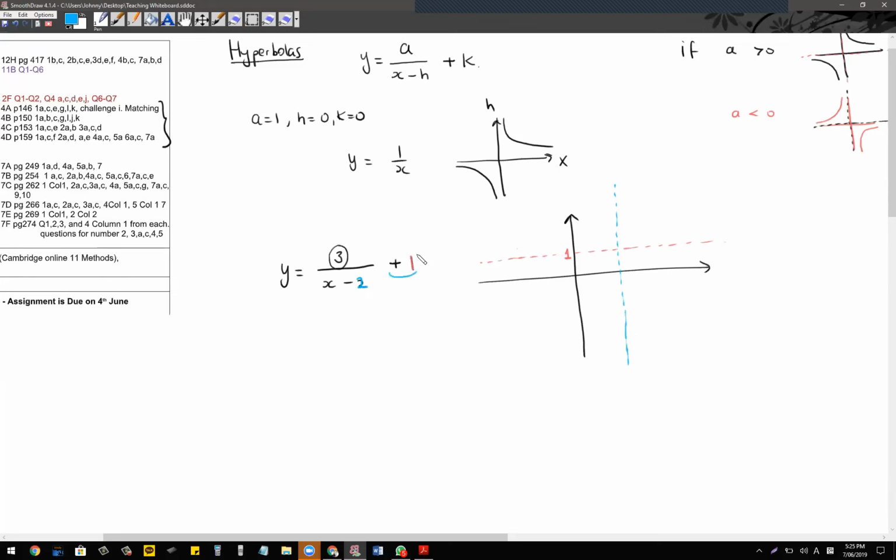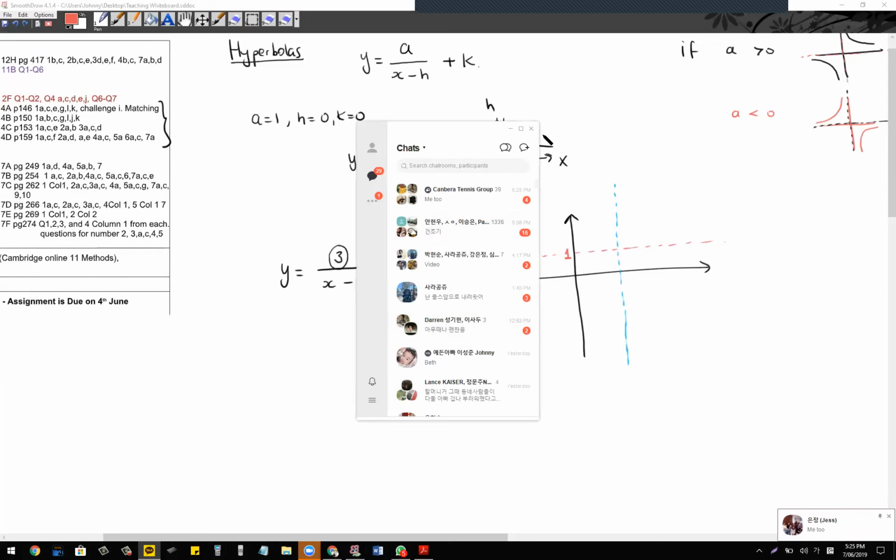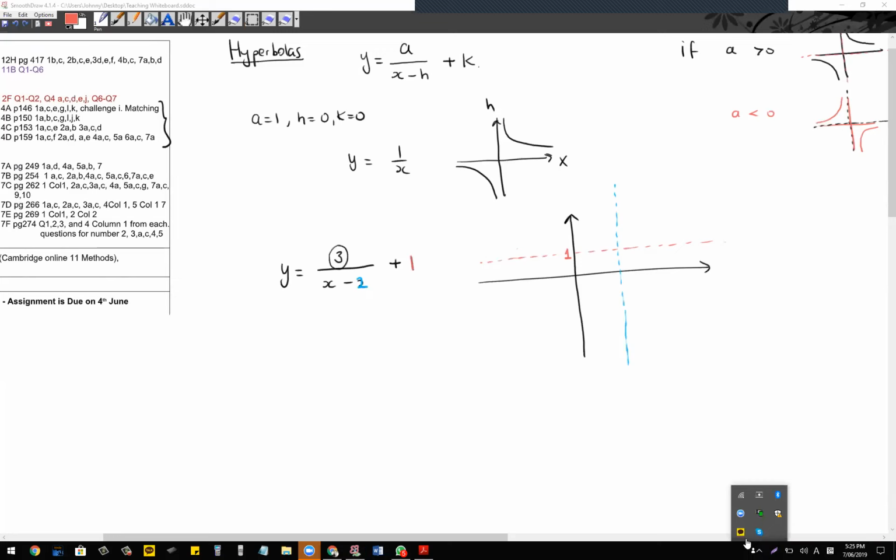So let me tell you something. If this is plus 1, it's going up by 1. If it's negative 1, it's going down by 1. If it's negative 2, then it's going to the right. If it's positive 2, it's going to the left. So this one just works the opposite way. You can ask why that happens. Let me just kill this one. It is popping up constantly.